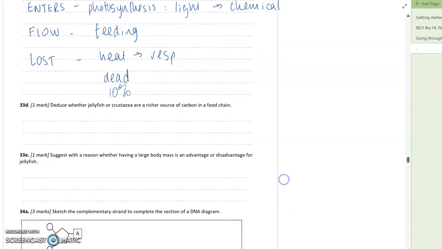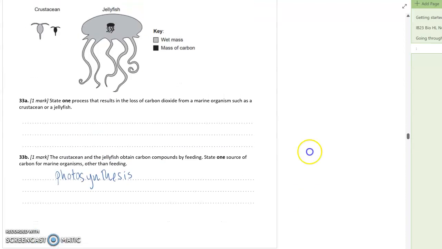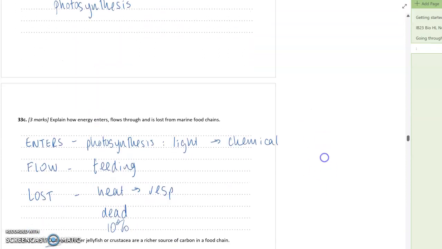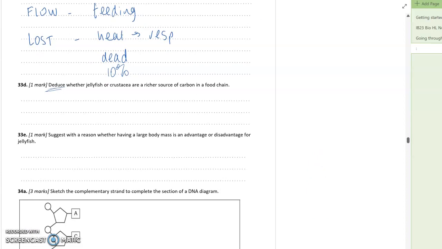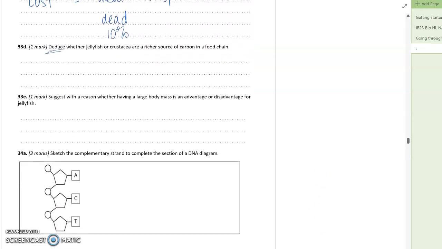Okay, so deduce whether jellyfish or crustacea are a richer source of carbon in the food chain. Deduce is state with a reason. If you look back at this picture, which one is going to give you more carbon per mass? It's going to be the crustacean. So you state that it's the crustacean because it has more carbon per unit volume or more carbon per total body size. And then 33e is asking, suggest with a reason whether having a large body mass is an advantage or a disadvantage for the jellyfish. You can choose one or the other.